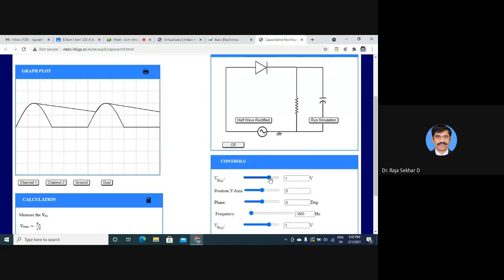Suppose you want to change the input voltage like this. It is 1 volt only, but you are changing the volts per division. That's it. You are magnifying the signal, not reducing it. But the amplitude is constant.